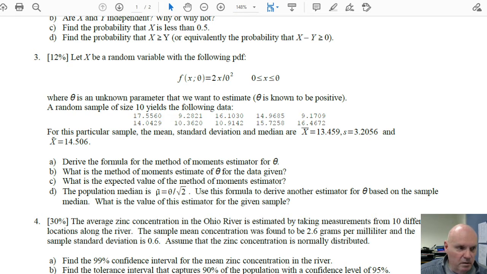listed. Now notice that I do go ahead and give you values for the sample mean, the sample standard deviation, and then the sample median. So I don't think in this problem you actually need to refer back to the raw data. In Part A, we're asked to derive the formula for the method of moments estimator for theta.